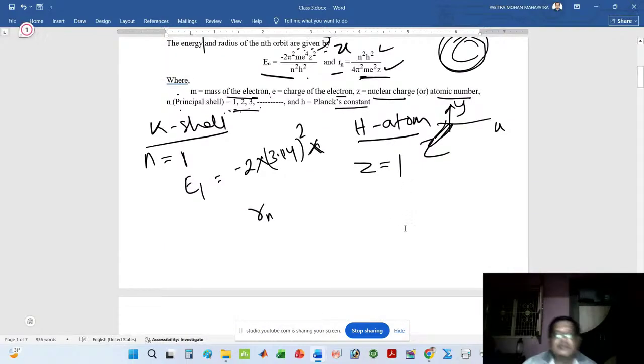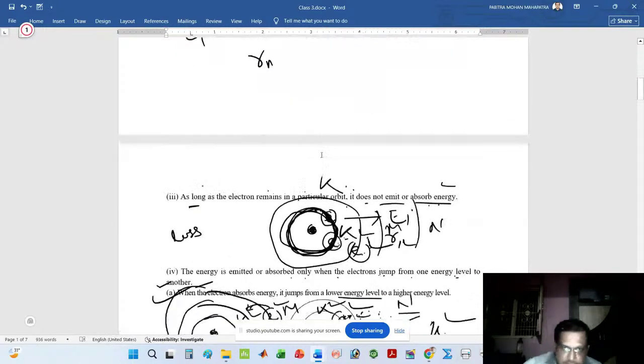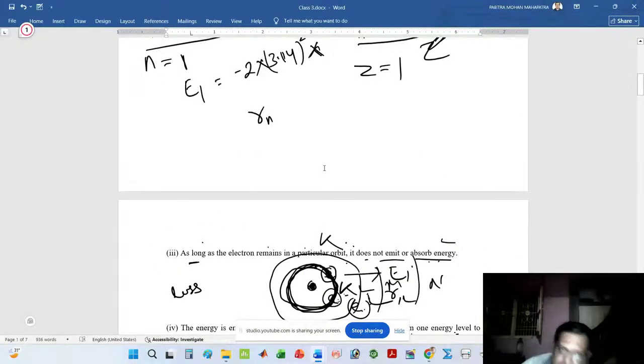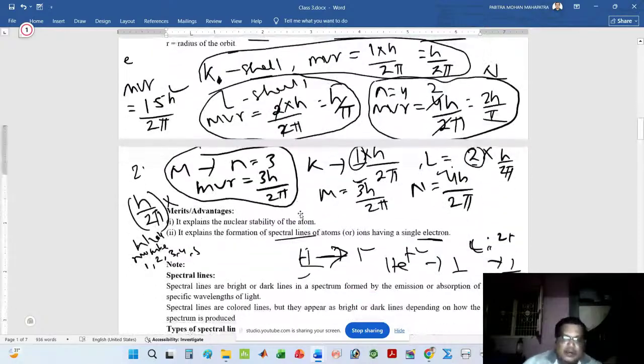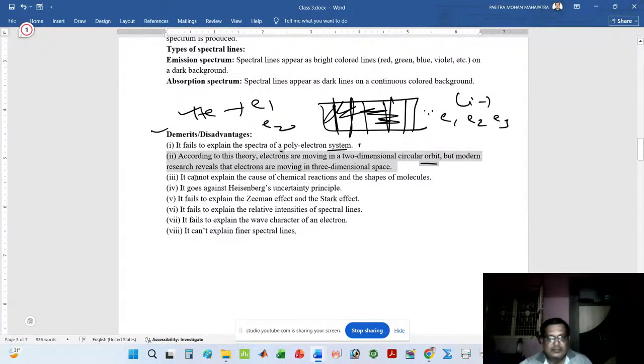Now, the new modern concept, quantum theory, says that an electron moves around the nucleus in 3D space, just like the football. So it is also one of the demerits. According to this theory, electrons are moving in a two-dimensional circular orbit, but according to modern research, electrons move in three-dimensional space. This is the second demerit.